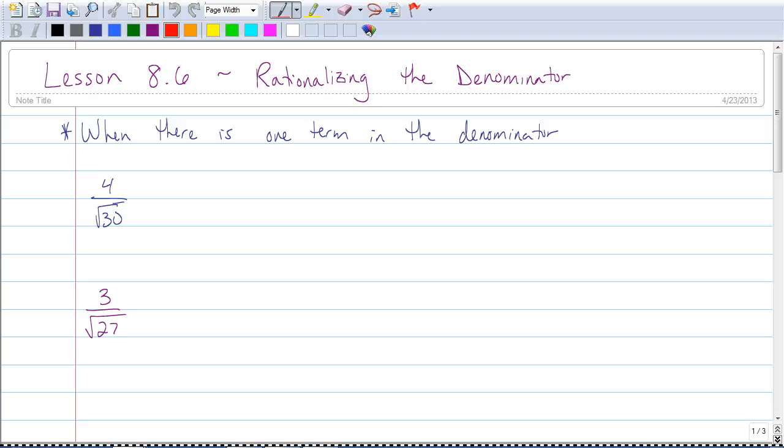Going to be talking about how to rationalize the denominator. Now, we've talked about rationalizing the denominator in the past, back in Chapter 6, and we were dealing with imaginary numbers, because fractions are kind of unique things.